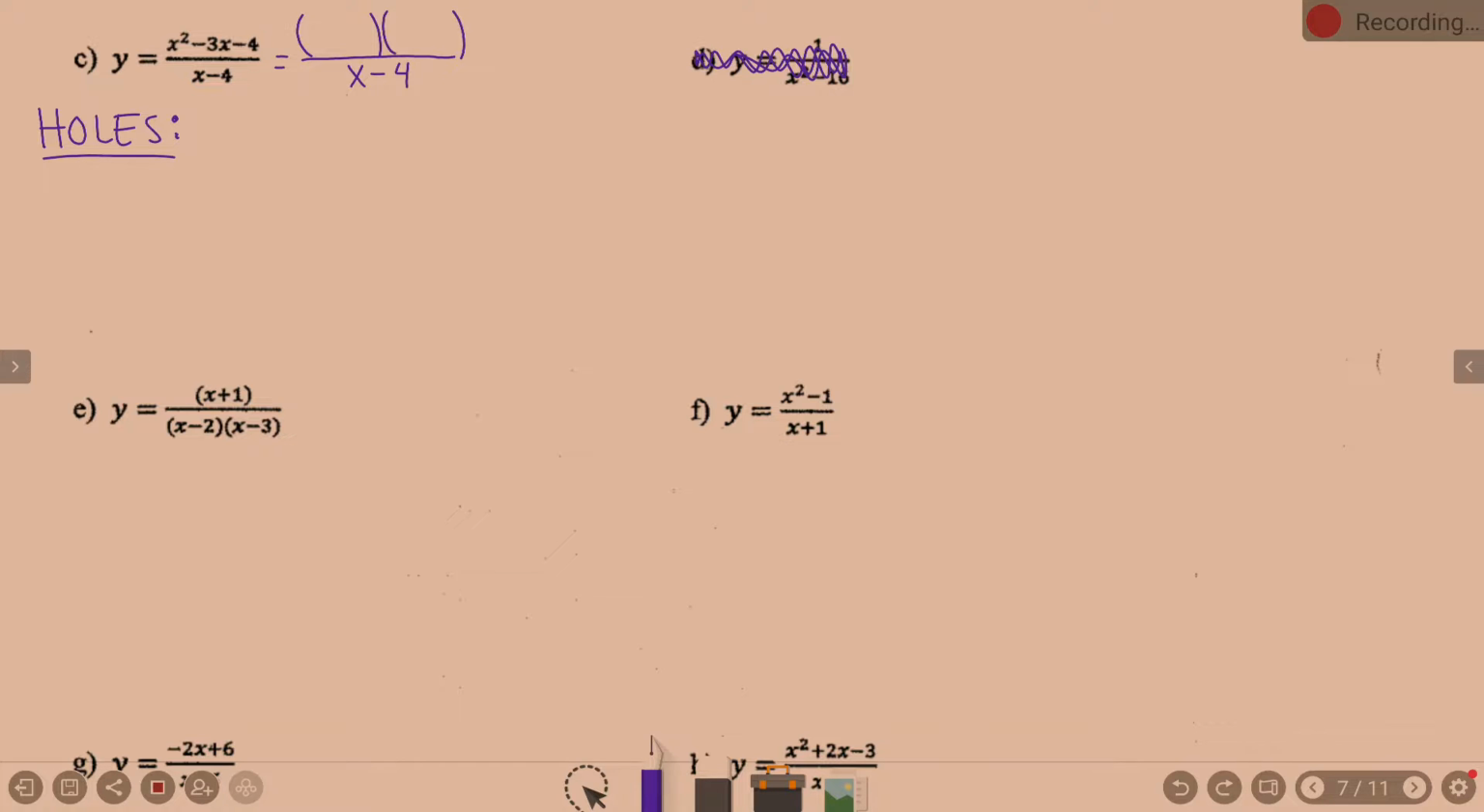X squared breaks into x times x. What are my options to multiply to be 4? 1 and 4 or 2 and 2? How could I possibly get a 3 out of those? It's going to have to be some combination of 1 and 4. If it multiplies to be a negative, one of those numbers is positive, one of them is negative. If it adds to be negative 3, you're going to want the larger number negative, so it's negative 4 plus 1.